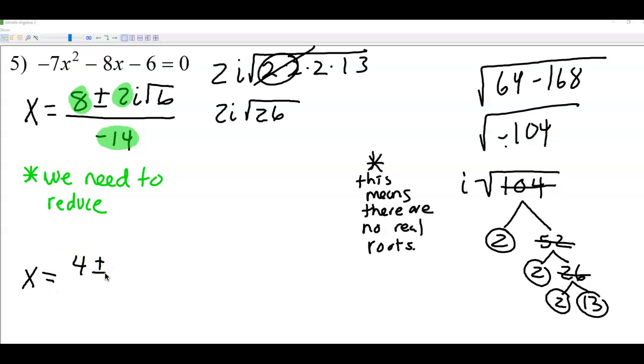So 8 divided by 2 is 4. 2 divided by 2 is 1i, so I'll just put i. And then negative 14 divided by 2 is negative 7. How do you do that? It's like reducing a fraction. Is it really like 26? Oh yes, thank you. This is supposed to be 26, you guys, not 6.